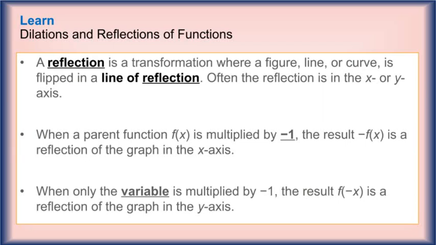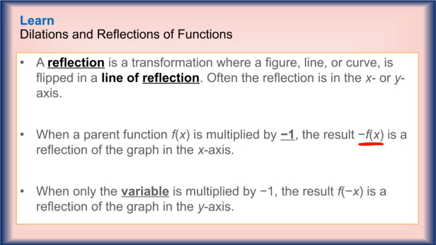A reflection is also a transformation where a figure, line, or curve is flipped in the line of reflection. Often the reflection is in the x or the y-axis. So you'll know that you have a reflection because you have a negative involved. When a parent function f of x is multiplied by negative 1, so instead of just f of x equaling x plus 4, if you have a negative in front of the function, it is a reflection of the graph in the x-axis. So it's reflected across the x.